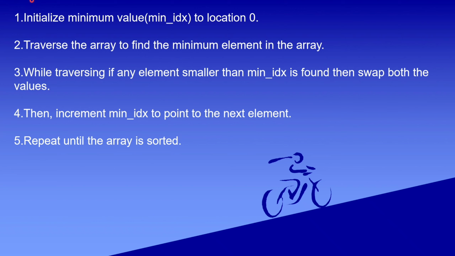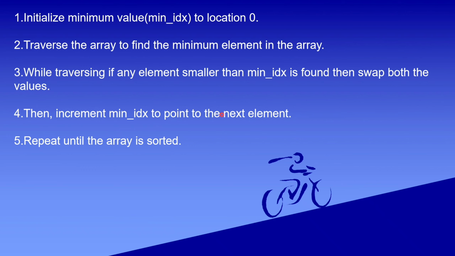At first, initialize the minimum value to location 0. Traverse the array to find the minimum element in the array. Then we have to traverse the total array and find if there is any number that is smaller than the first index. Third, while traversing, if any element smaller than the minimum index is found, then swap both the values. If we find any number which is smaller than the first index value, then we have to swap between them. Then increment the minimum index to point to the next element.